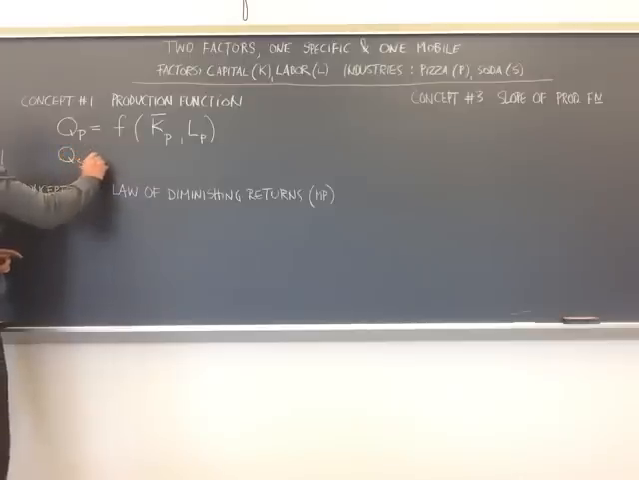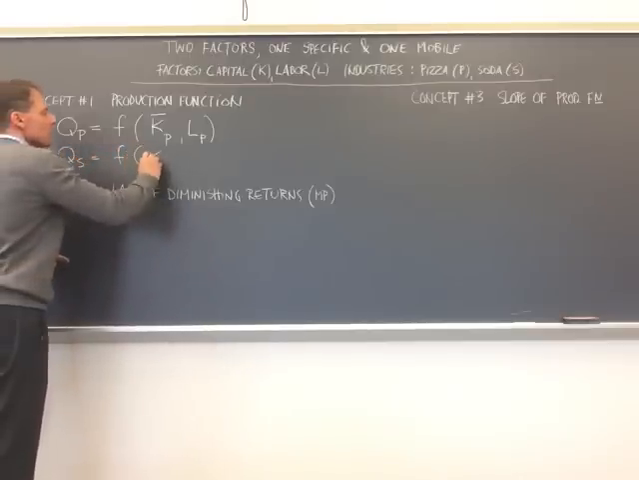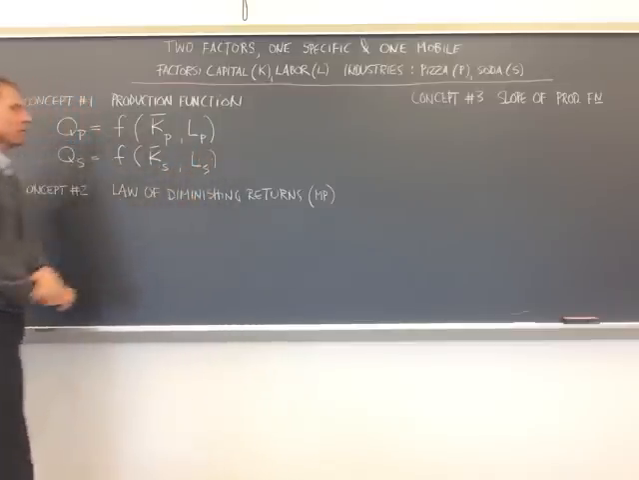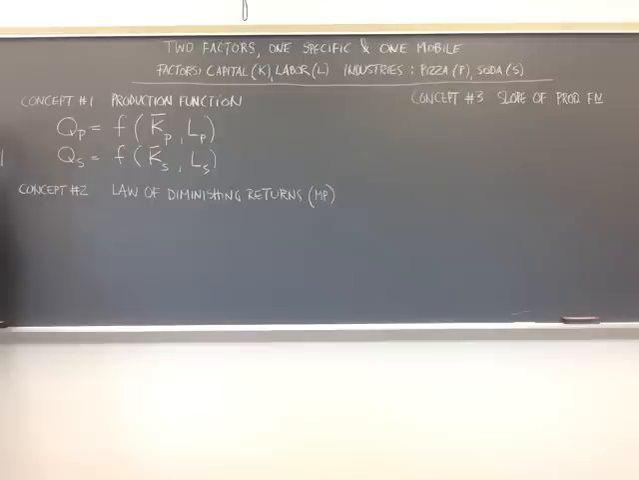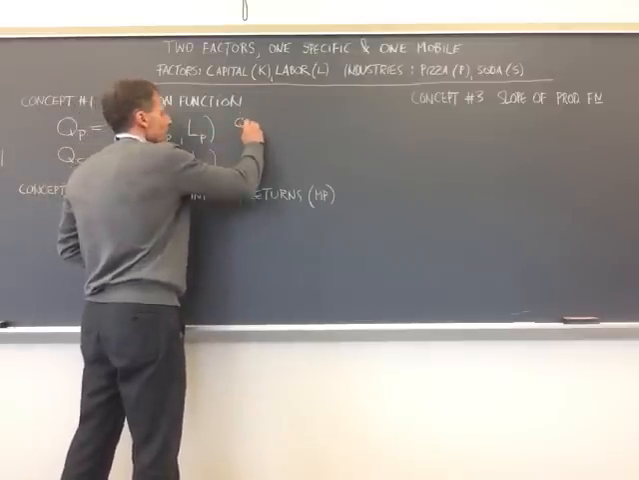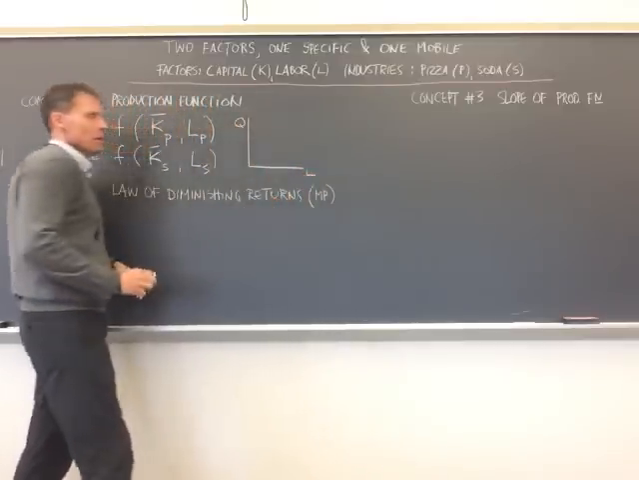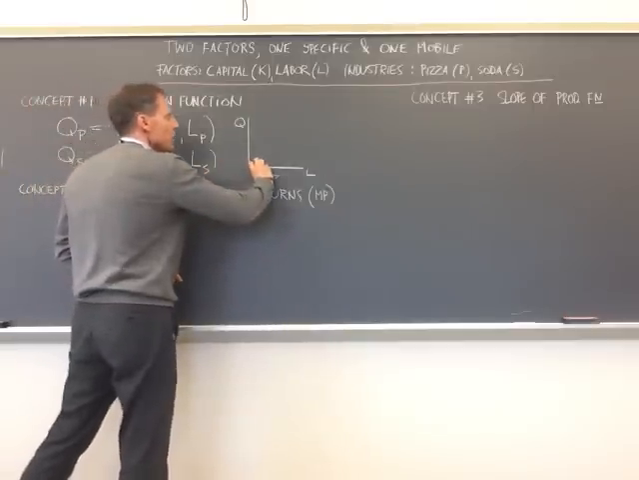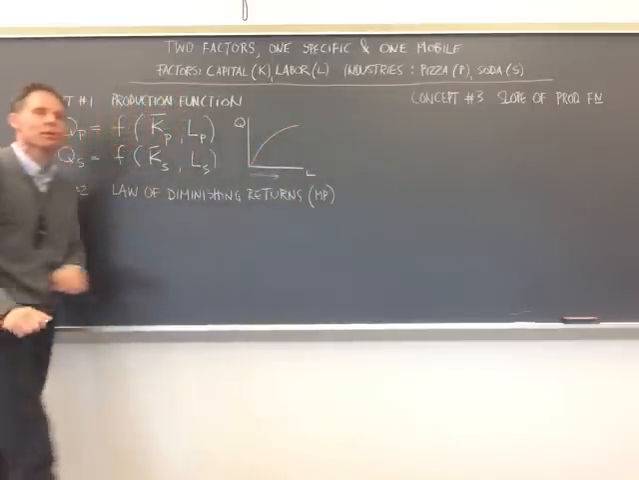And if you look at the soda industry, there's a function that depends on the amount of capital in the soda industry and the number of workers in the soda industry. To trace out a production function, since technology is fixed and capital is fixed, the only thing we can change is the amount of labor. So therefore, we would increase more and more workers, and then we'll see what happens to output.